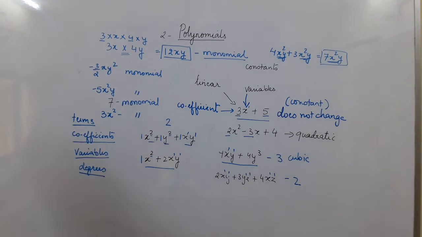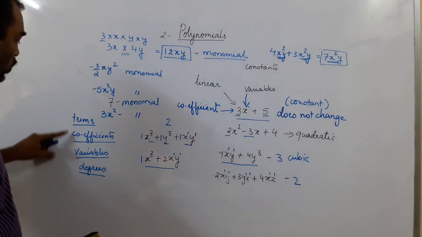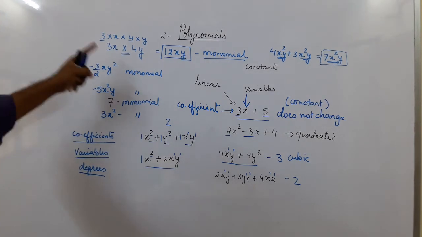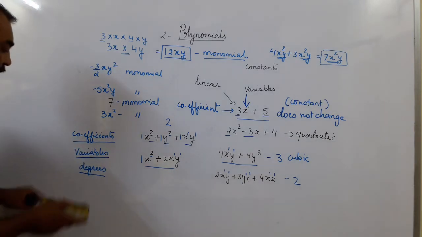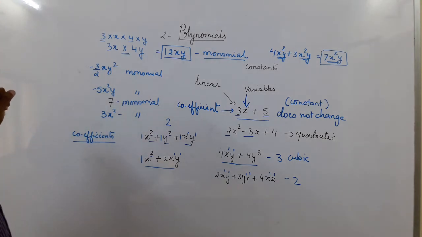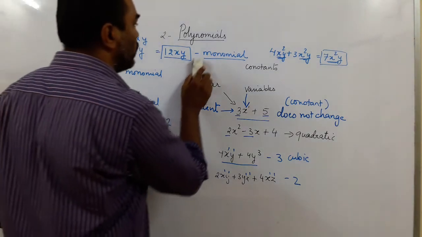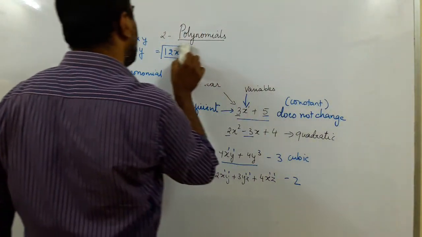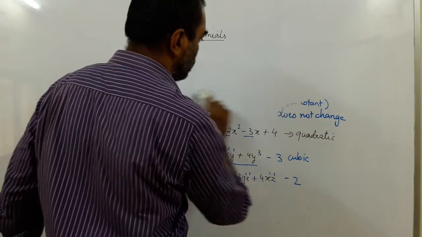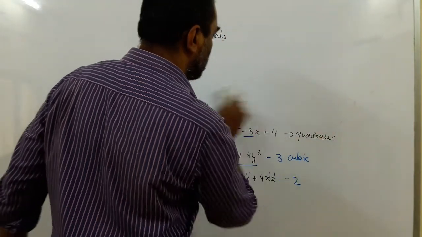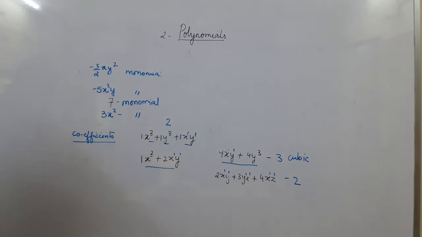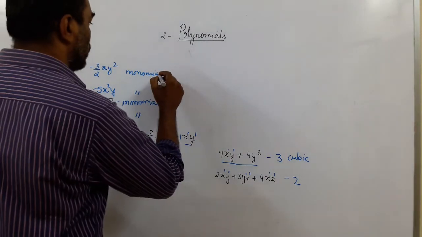Now we will go a little deeper into these things called coefficients. Terms you understood, separated by a plus or a minus, will give you monomial, binomial, trinomial. Variables and degrees you understood. But I want to go a little deeper into coefficients. You will see in a minute why I am going deeper into coefficients. Let us go deeper into coefficients. Now, I will first take the monomials.